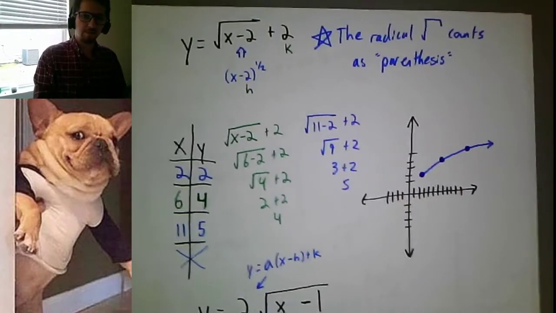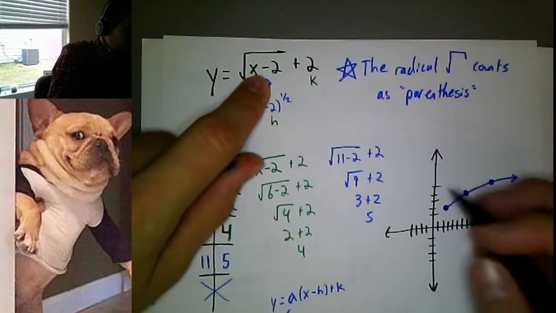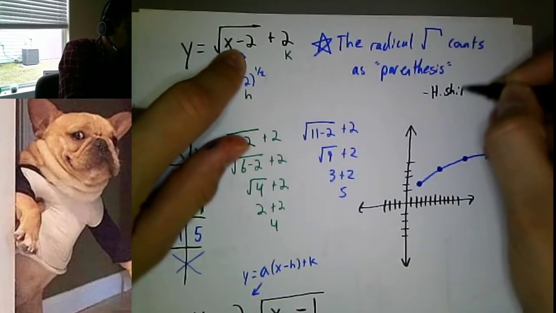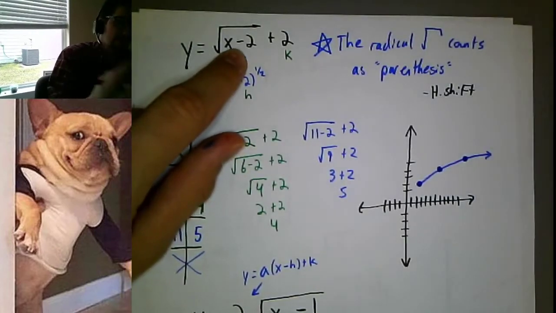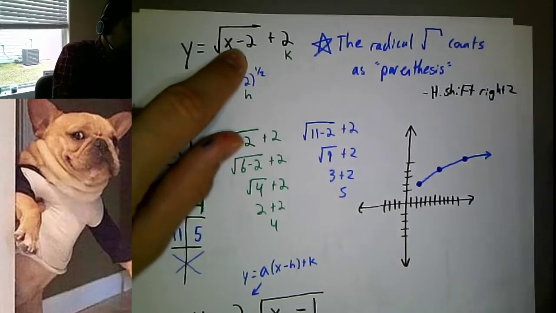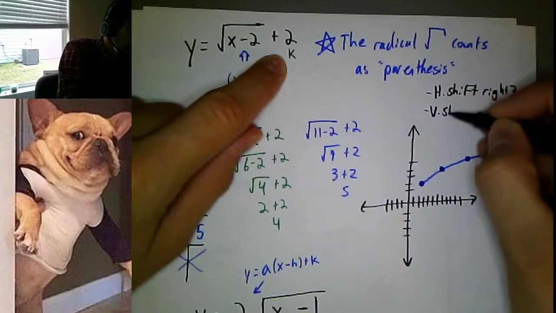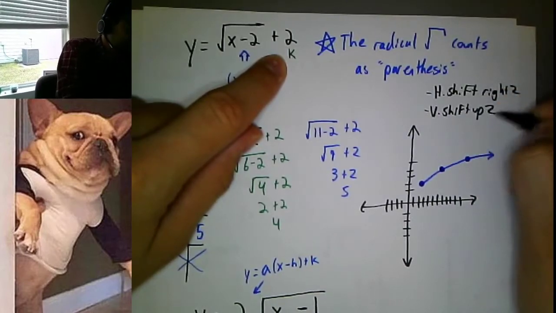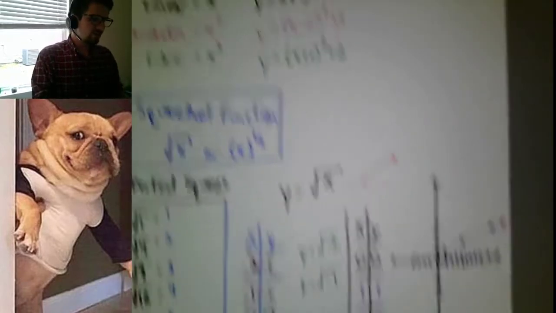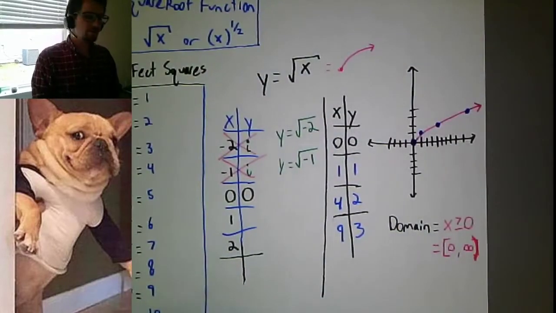Let's look at this one. What were our transformations here? My h was negative 2, so h is for horizontal shift. Which direction? If it's negative, I flip it to positive, so right 2. And this is my k, which is vertical, so my vertical shift is up 2. Then looking at the first problem I did, I had no transformations because there were no numbers. It was just plain old square root of x.